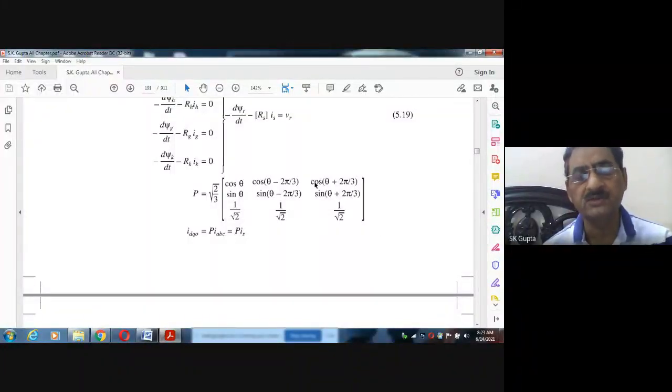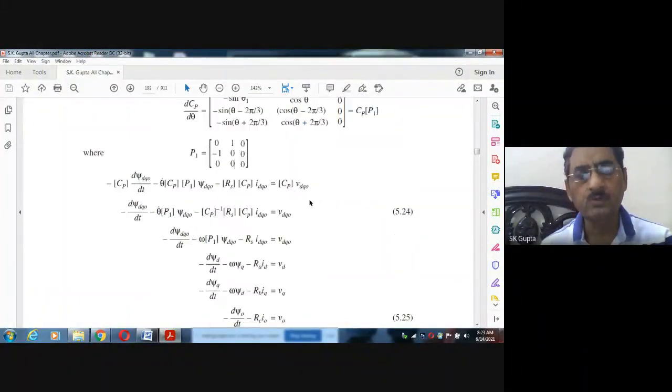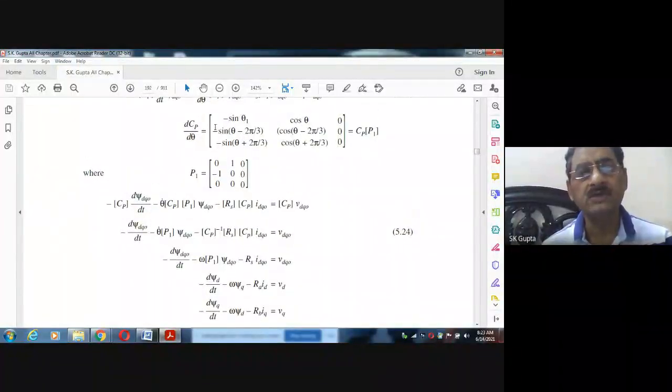In place of cos theta, it will be sin theta. In place of sin theta, it will be cos theta. So in this way, if you do the differentiation, in place of cos theta, it will be sin theta with minus sign. In place of sin theta, it will be cos theta, and these are 0. I think it might be clear to you. Okay.